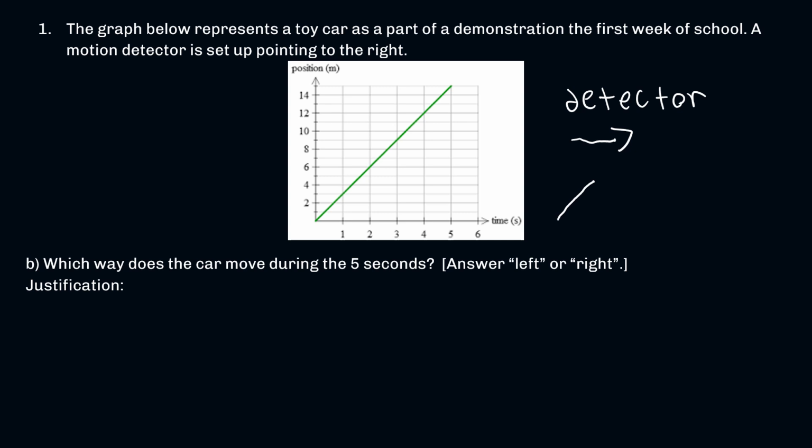So then my car has to be like this. This arrow would then be the car. And you see here, if the detector is pointed to the right, to get away from the detector, I also have to go to the right side. So I have this typed out here in the bottom.